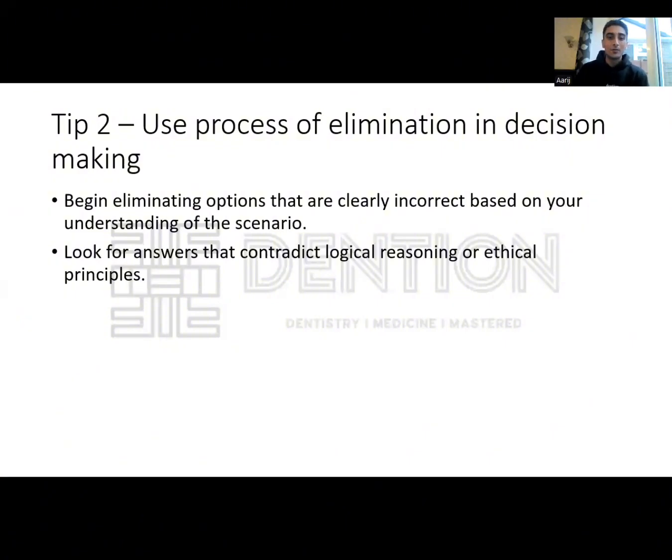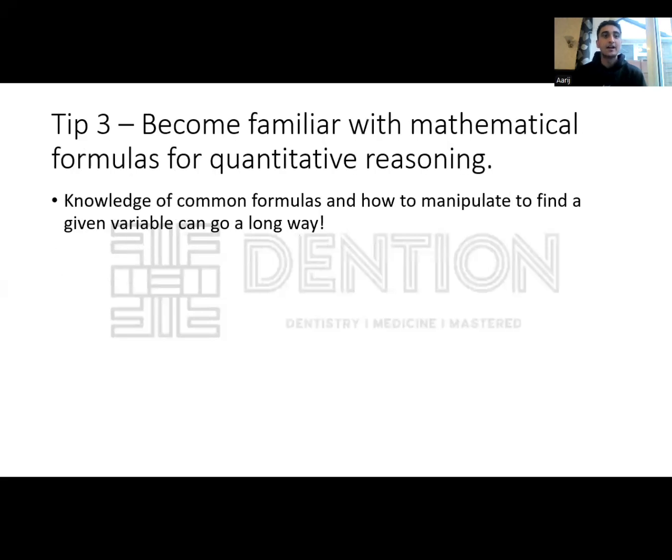Okay. Right, we're going to move on to some quantitative reasoning now. The third tip I've got for you guys is to become familiar with mathematical formulas for quantitative reasoning. You must be thinking, Irish, what are you on about? Basically, what I mean is that when I was doing the UCAT a couple of years ago, I noticed that there are types of questions where you need to know basic formulas. For example, I remember in my UCAT, there was a question about how far a car travels in a certain amount of time. For that, you need to know your speed equals distance over time formula.